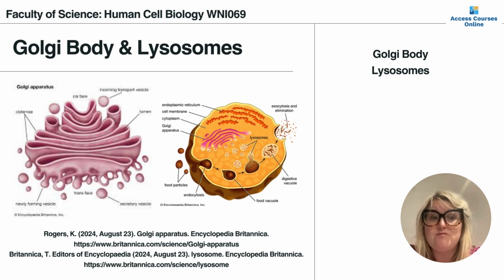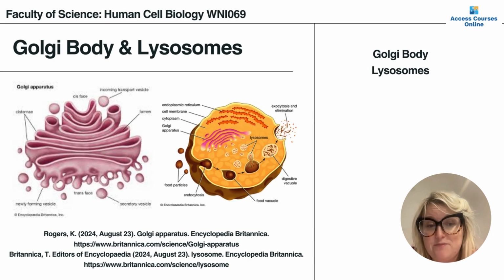And once those proteins reach the Golgi body, they may undergo various modifications, such as the addition of sugar molecules in a process called glycosylation. Afterwards, the Golgi body packages those proteins into vesicles, and then they're transported to their specific destinations outside of the cell. This precise packaging and modification process is vital for making sure that those proteins function correctly and reach the right location.